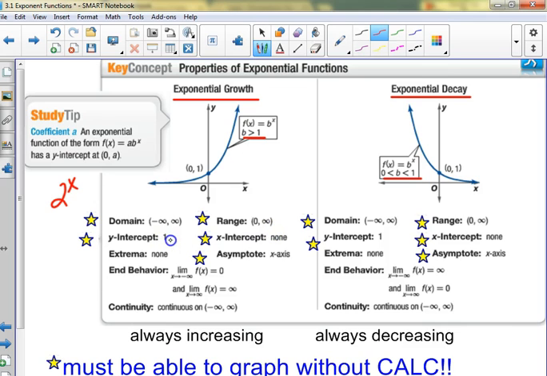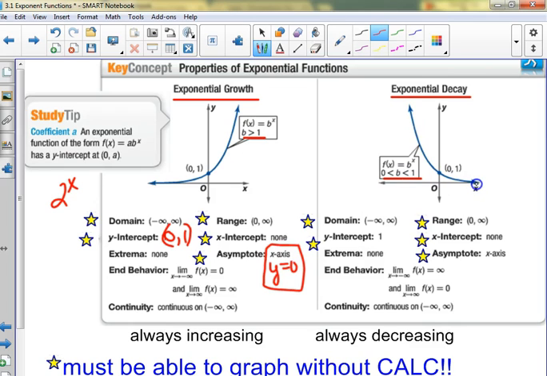The y-intercept: anything to the zero power is what? 1. So the y-intercept is always (0, 1). It will never cross the x-axis. And the asymptote is the x-axis, or y equals 0. I would accept either one of those. That's the proper equation for the x-axis. Everybody got those 5 things? They understand that's going to be on the quiz, okay?